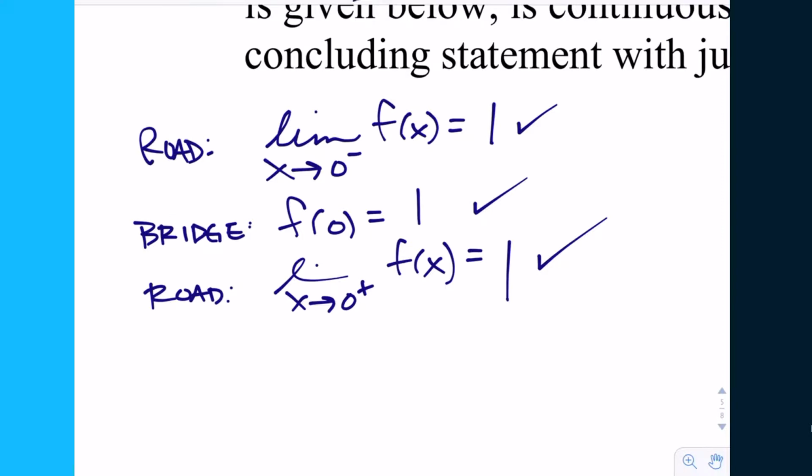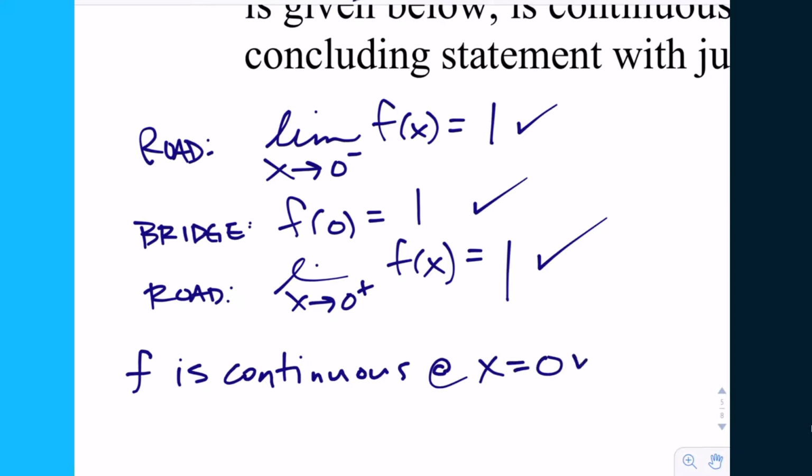The function's name is f. So don't say it is continuous. Don't just say continuous, complete sentence. F is continuous. You don't even have to put of x because the function's name is f. F is continuous. Where? At x equals 0. That right there is going to get another check. That's answering the question in the affirmative. F is continuous at x equals 0.